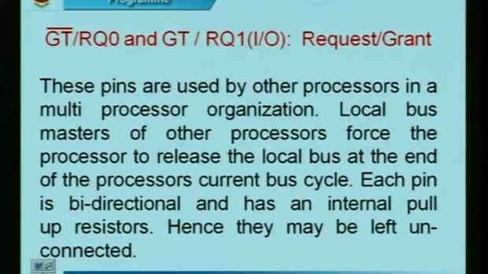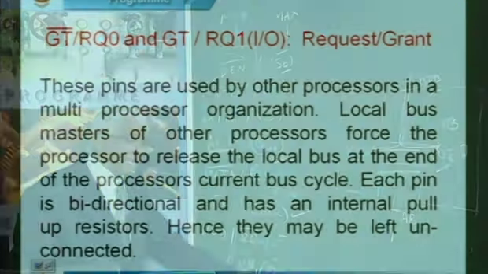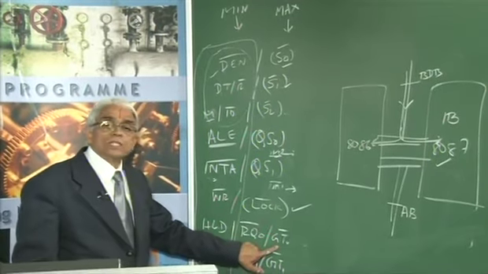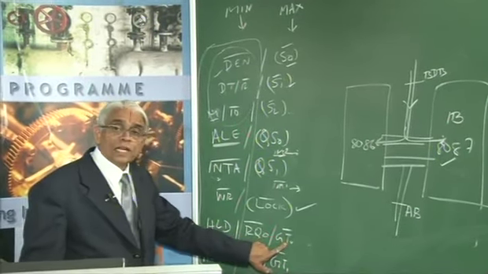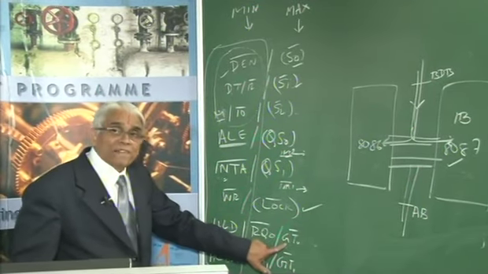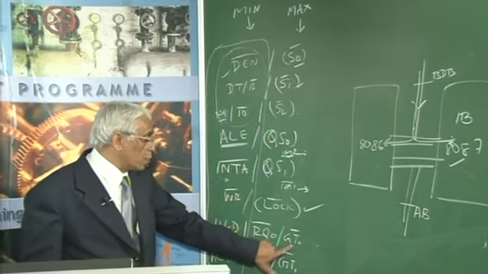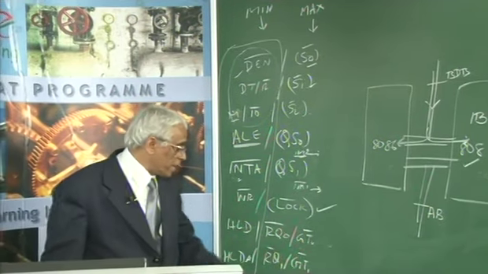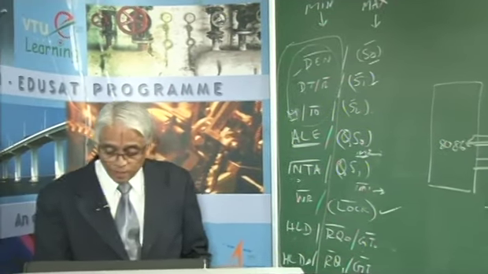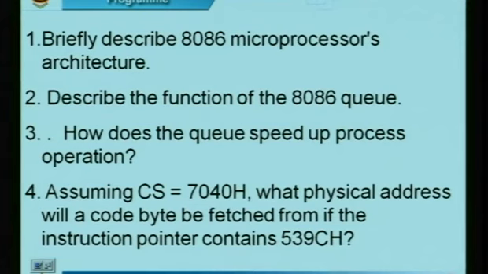In case of the maximum mode, we have 2 options: request 0, grant 0, and request 1, grant 1. So the same pin performs the operation of hold and hold acknowledge. The only difference is that we have a higher priority for request and grant 0 and lower priority for request and grant 1. And with this we come to the end of the pin configuration of the 8086 microprocessor.